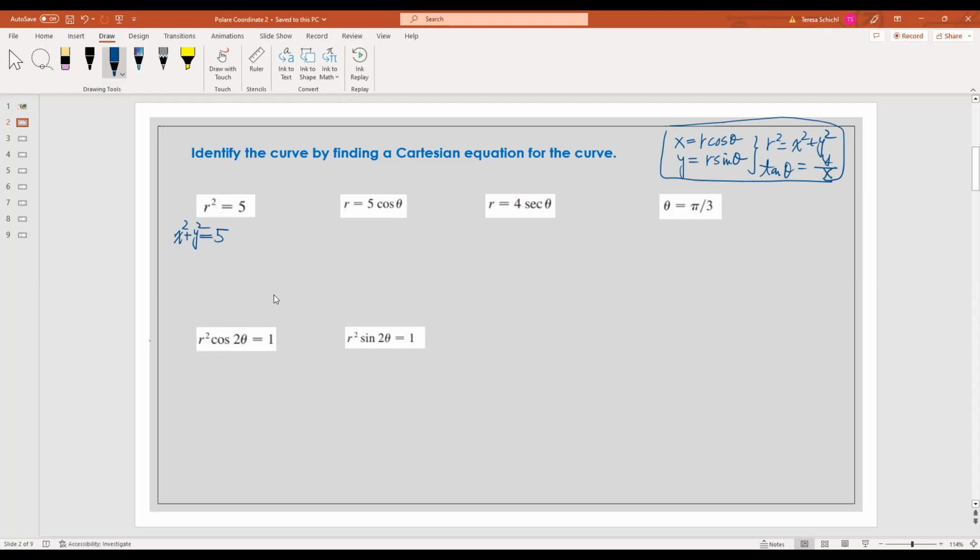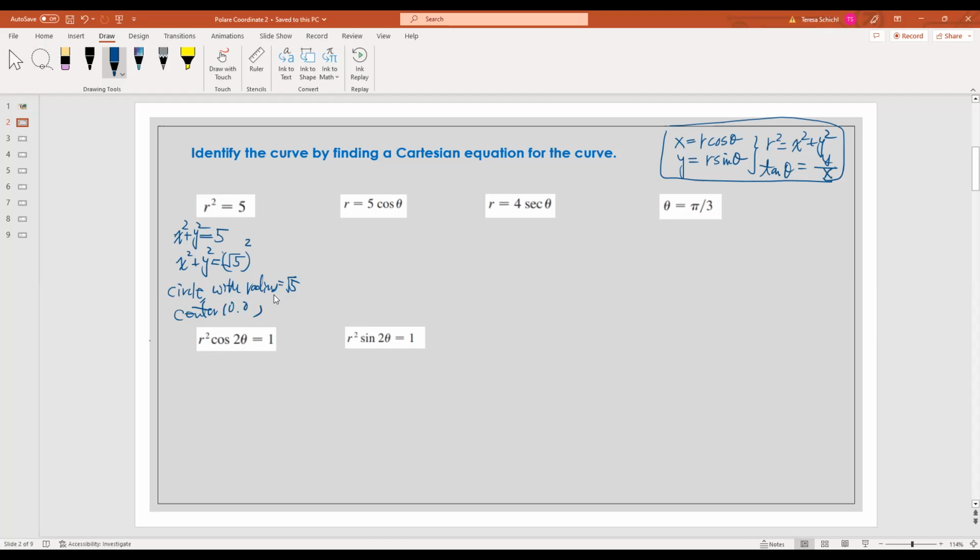You say, wow, this is a very familiar equation in geometry. I can change it to x squared plus y squared equal to the square root of 5 squared. So what type of curve is this? This is a circle with radius equal to the square root of 5, and the center at (0, 0). We are very familiar with these equations.